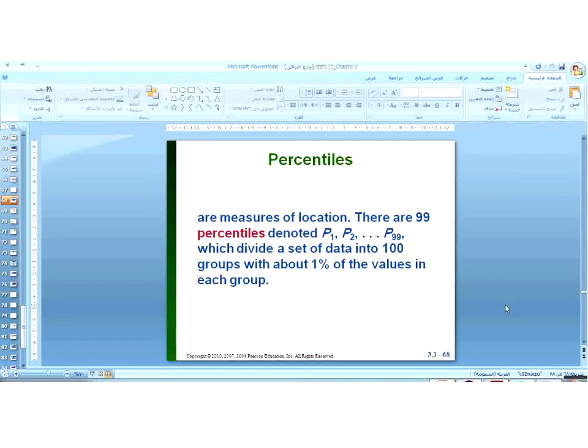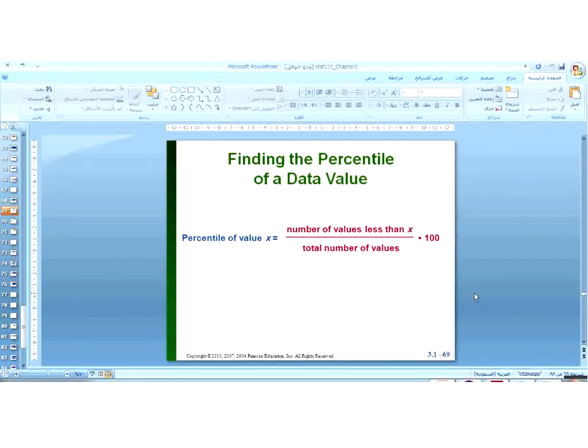Now we will talk about the percentiles. It is a measure of location. There are 99 percentiles denoted P1, P2, up to P99, which divide a set of data into 100 groups with about 1% of the values in each group. So how can I find the percentile of a data value? It's equal to the number of values less than x divided by the total number of values, multiplied by 100. Here it is.